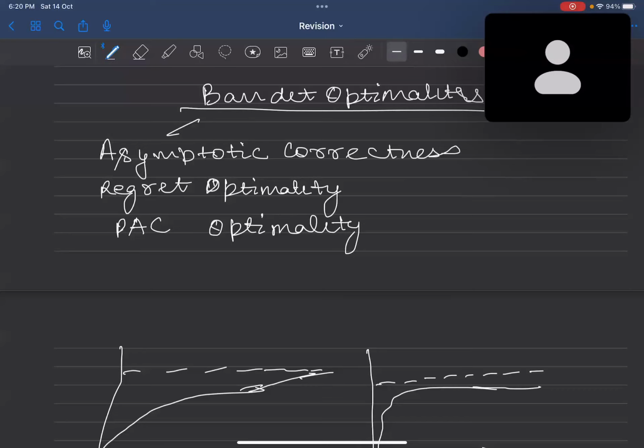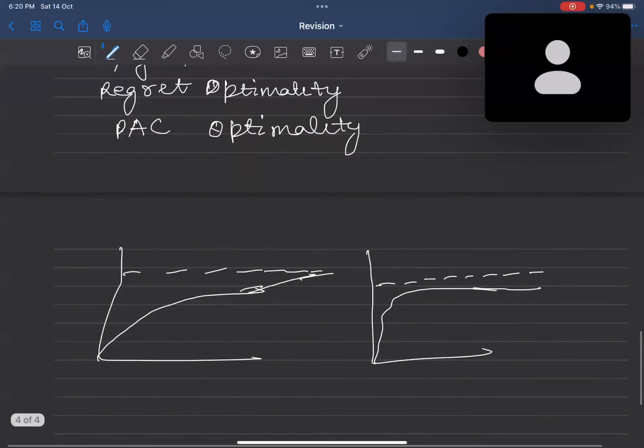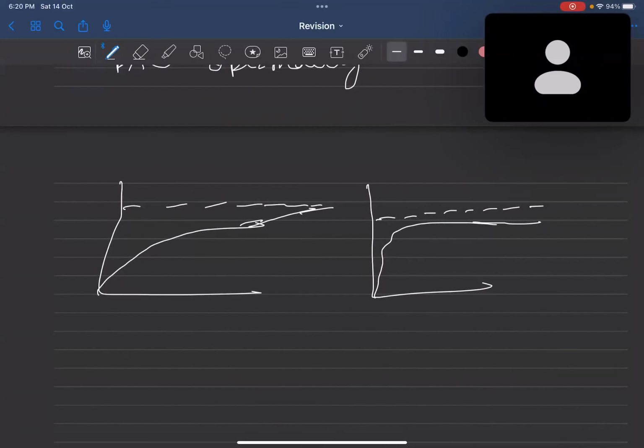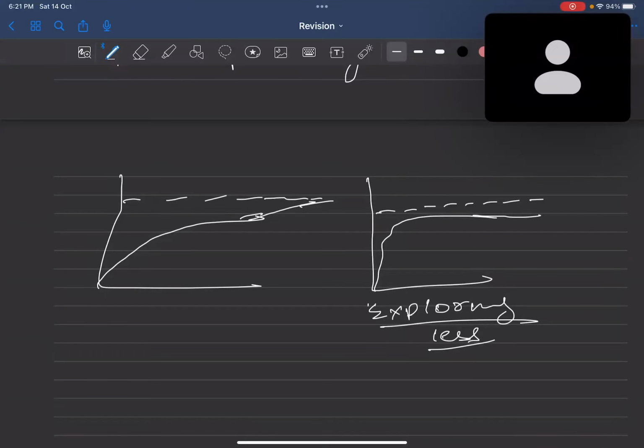Coming to reward optimality and regret optimality, can you tell me the difference between these two? Here I am exploring less. What do you mean by exploring less, and what is the consequence of this? We are close to the optimal, but we have not yet reached the optimal, so our regret will be infinity because there was less exploration, and the reward is less than the maximum possible reward.